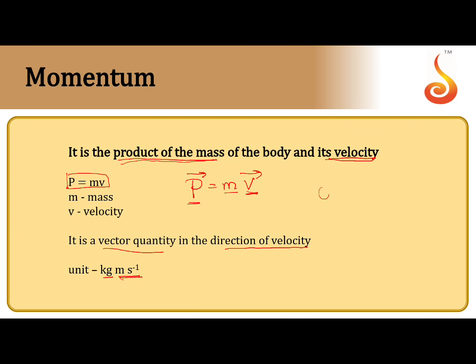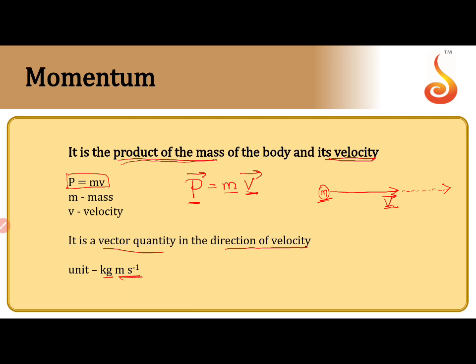Suppose there is a ball. The ball has a mass equal to m. It is moving with a velocity v in this direction. Then the product of this mass and velocity is called linear momentum. Because the body is having velocity in this direction, the momentum also will be in the same direction, along the direction of velocity.